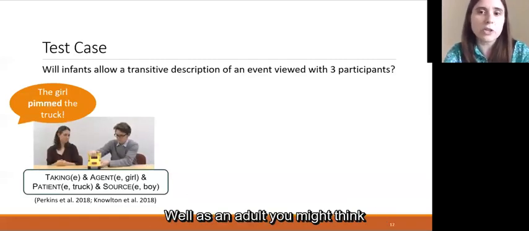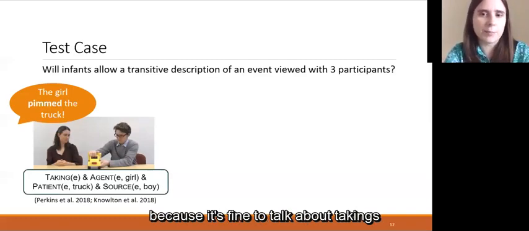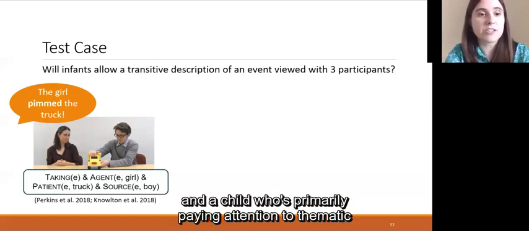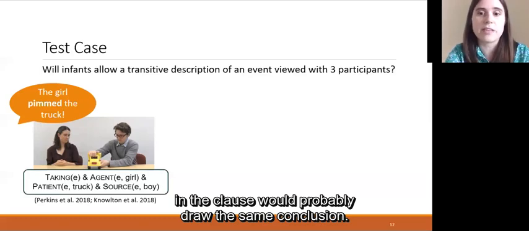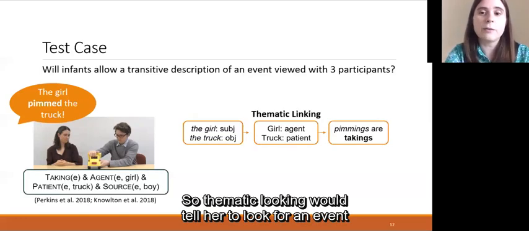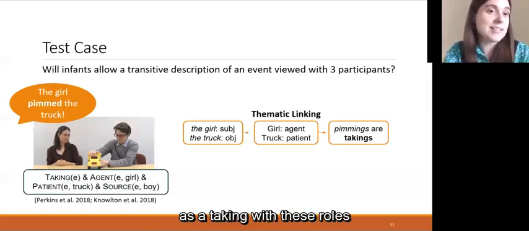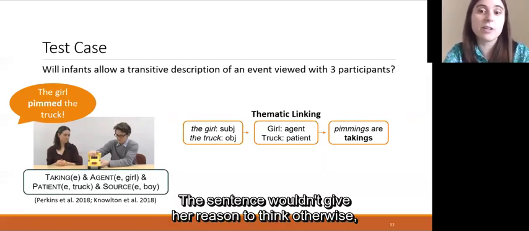Well, as an adult, you might think that we're talking about the whole three-participant taking because it's fine to talk about takings without mentioning the source. And the child who's primarily paying attention to thematic content rather than the number of the arguments in the clause would probably draw the same conclusion. So thematic linking would tell her to look for an event which has the girl as agent and the truck as patient. And if she readily represents the scene as a taking with these roles, then she'd probably conclude that pimmings are takings. The sentence wouldn't give her reason to think otherwise.